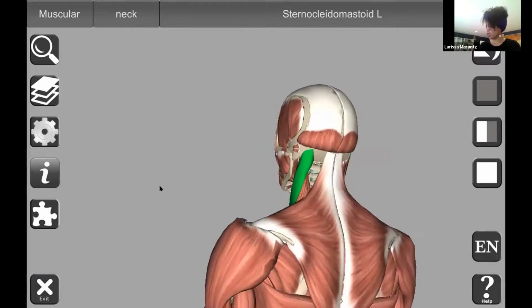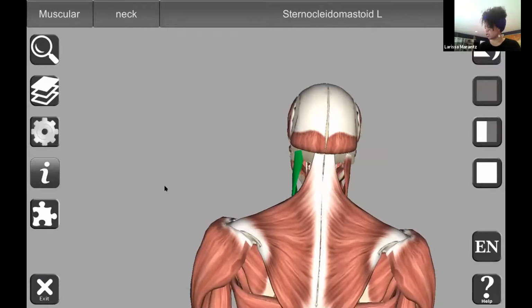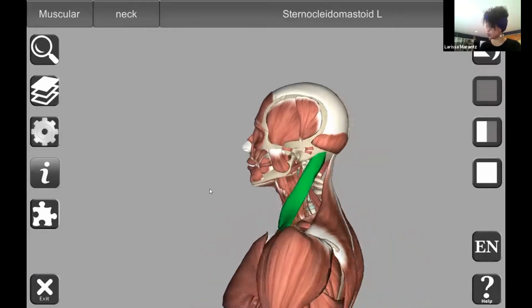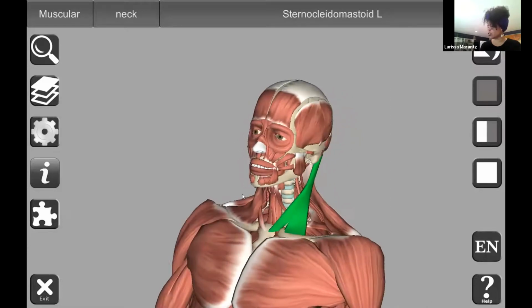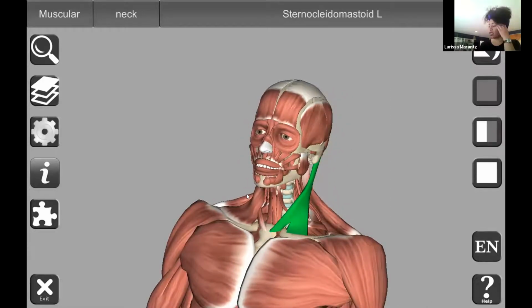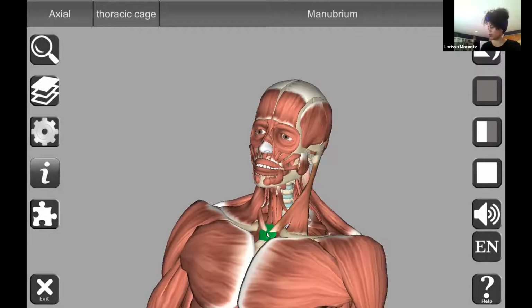It goes from the back of the neck, and it comes all the way around to the front. And it has a division in the front, and it's called the sternocleidomastoid because it touches the sternum right here, and it touches the clavicle right here, okay?